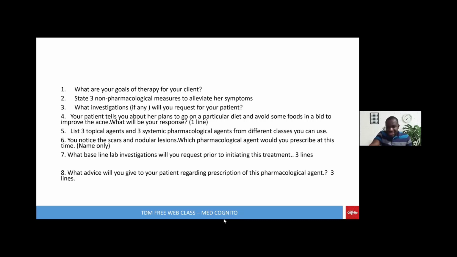Local retinoids. So it's important to see the question is not asking for classes. The question is asking for agents from different classes. So it's always important to pay particular attention. Sometimes the questions may ask you for the class. Sometimes the question may ask you for the agents, the medications themselves. All right. And it's good to pay attention to the question because if you give two agents and they belong to the same class, then you lose points for that question, right?